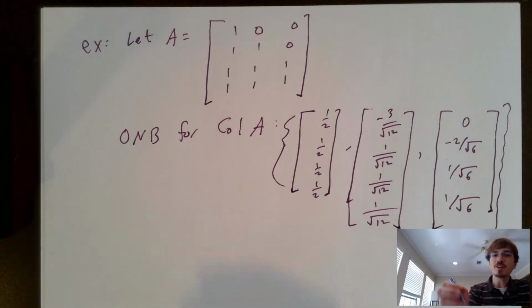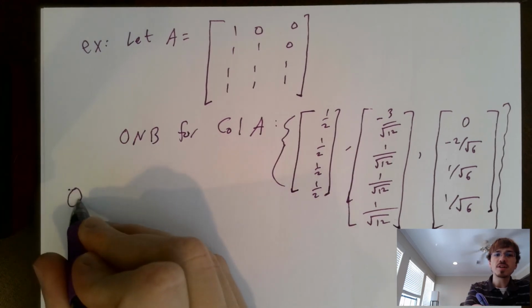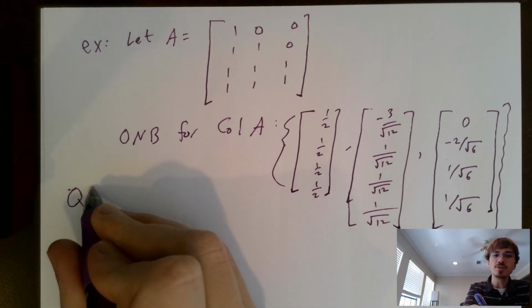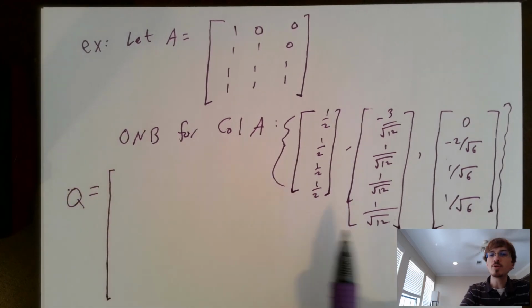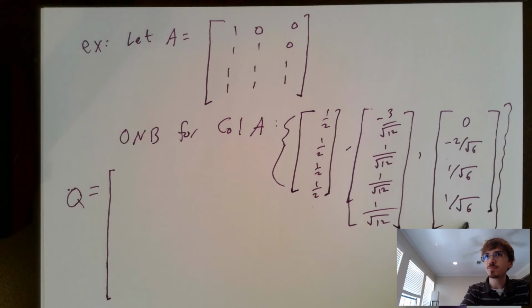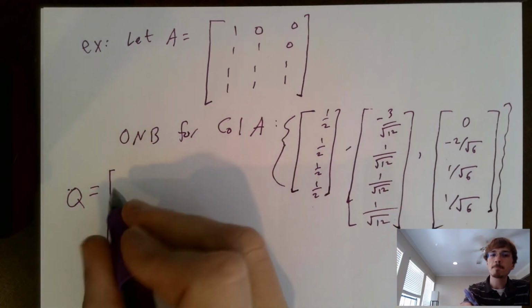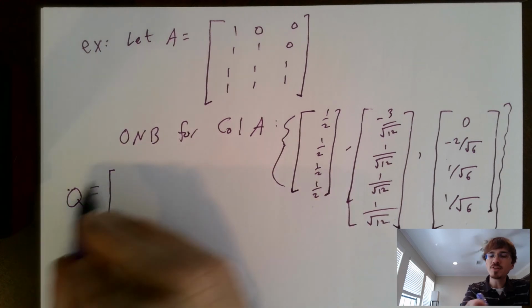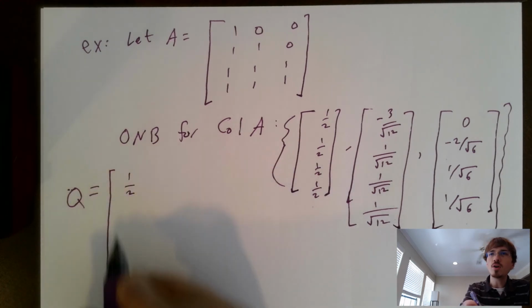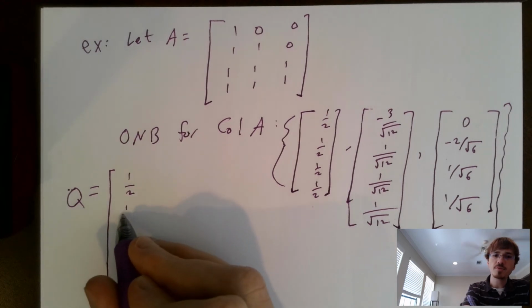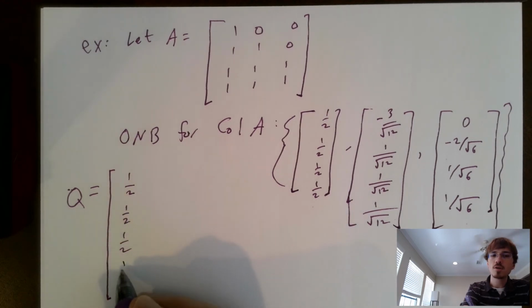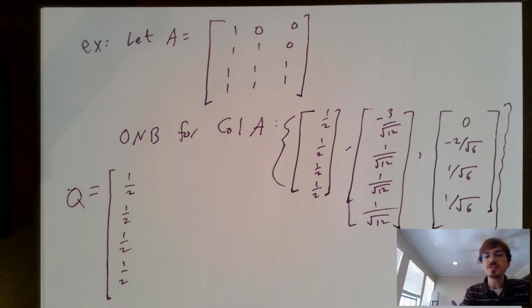Let's do something fun. Let's construct a new matrix called Q. And into Q, I'm going to throw these three vectors, which we know are an orthonormal basis for the column space of A. And what do we know about matrices with orthonormal columns? They're called orthogonal matrices, right? Orthogonal matrices have really nice properties.